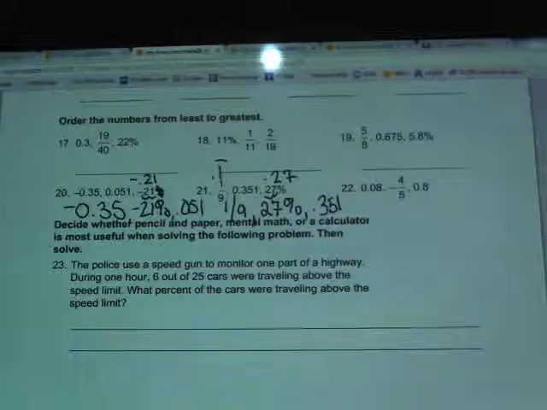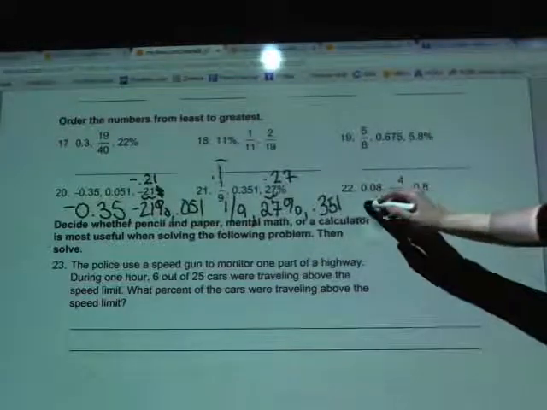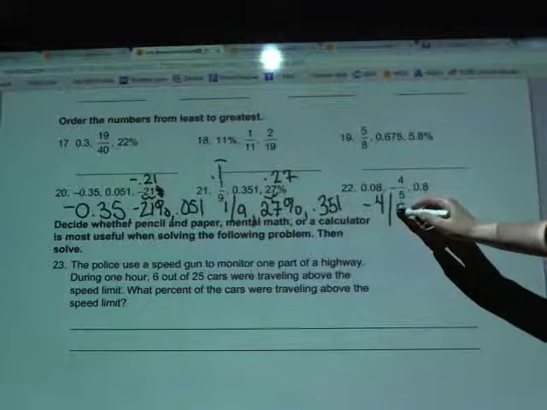All right, finally we'll take a look at number 22. Now we really don't need to change this one, and the reason why is fairly obvious. We can convert negative 4/5, but if you look at the other 2 choices, they happen to be positive, and that's a negative. Well, a negative is always going to be smaller than any positive number. So we know that negative 4/5 has to be the first one, simply by the fact that it's negative and the other ones are positive.